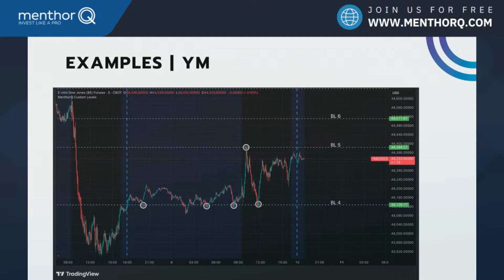YM, again, for those who are trading Dow Jones futures, very, very important. There's not a lot of data coming from the option market there, so you can use the blind spots as areas for your targets. And you can see here another good example on YM.